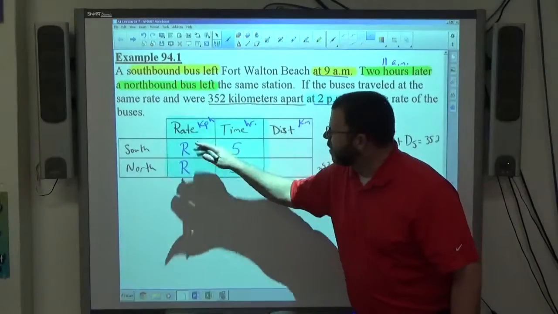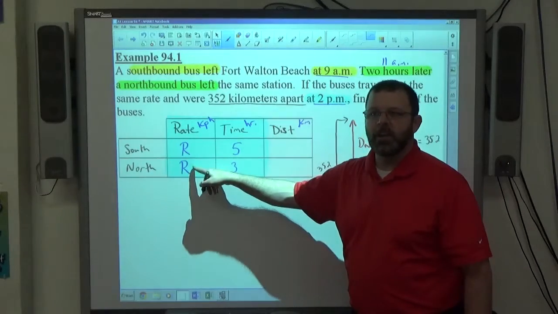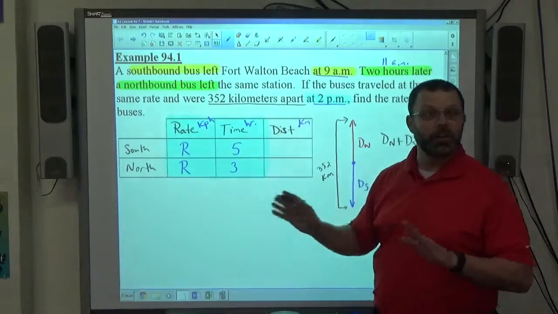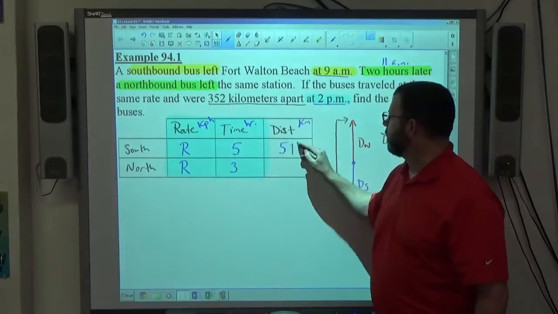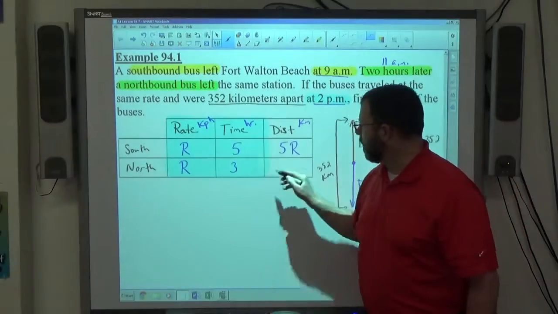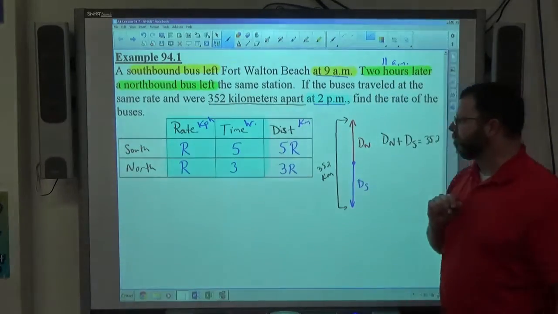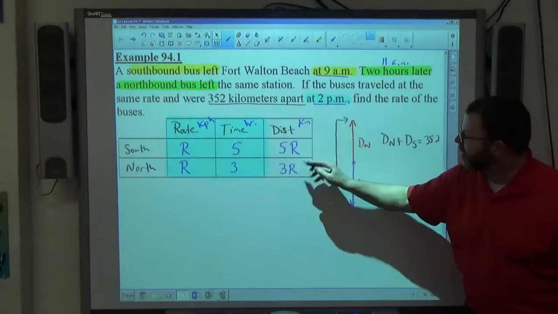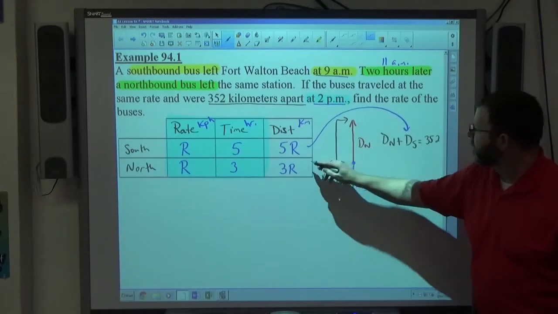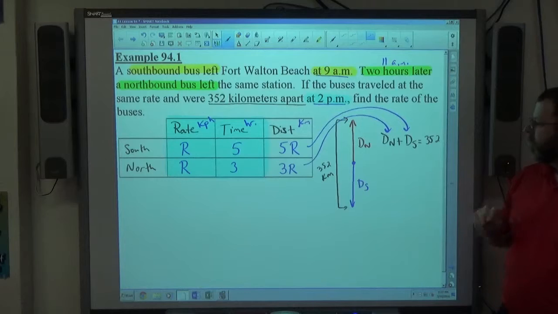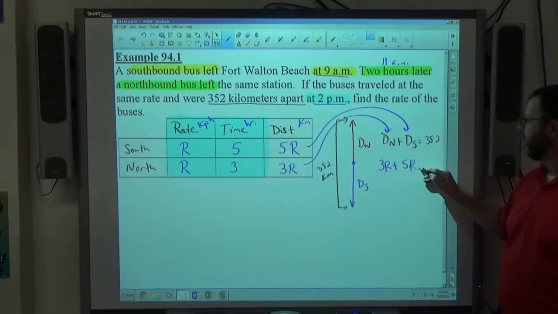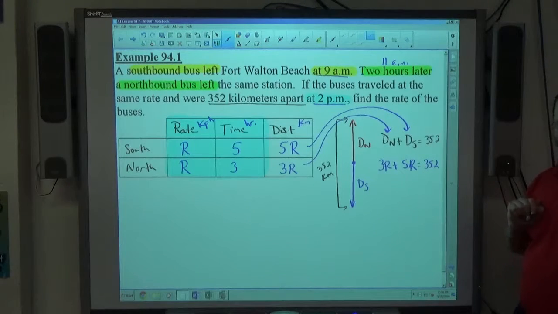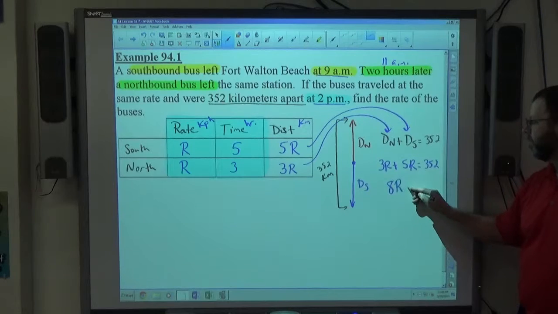Once I get these 4 boxes filled, either with variables representing things we don't know and numerical values representing things we do know, rate times time equals distance. So R times 5 is 5R for the distance traveled by the southbound bus. R times 3 is 3R, the distance traveled by the northbound bus. And the distances are the things that we have over here. So the northbound distance of 3R added to the southbound distance of 5R is equal to 352 kilometers. And we solve this equation, it's going to be 8R is equal to 352.